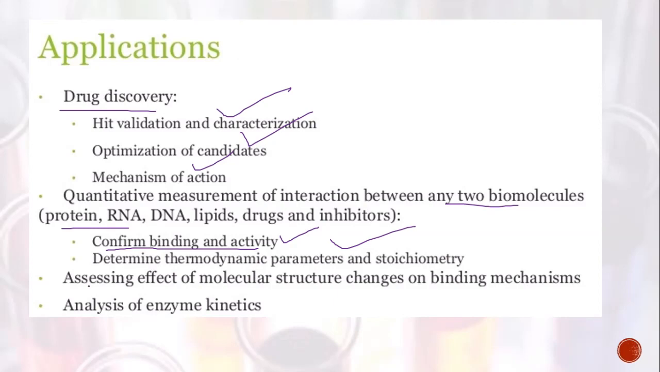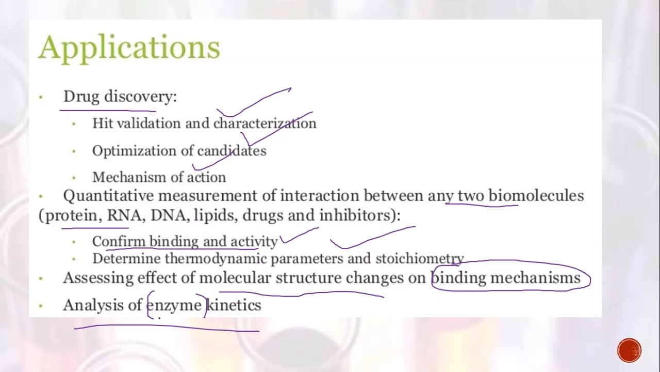Then we can also assess the effect of molecular structure changes on binding mechanisms. So you have the initial way in which a certain molecular structure binds to a certain ligand. Then you see what if you altered your molecular structure. Will it affect the binding mechanisms? And of course, analysis of enzyme kinetics, when we determine how enzymes bind to substrates.